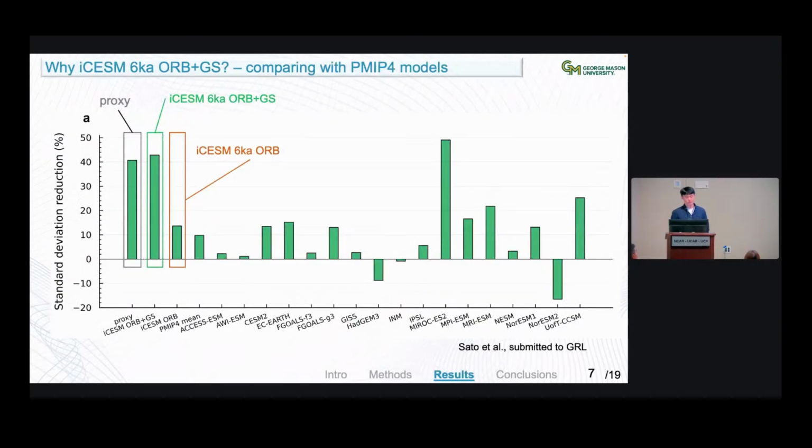Why can we focus on the orbital plus Green Sahara simulation? Here we are comparing the SST-based standard deviation reduction by PMIP4 models and the standard deviation reduction from proxies, and then the 6Ka simulations. These are all over the Central Pacific. So we can see that the orbital plus Green Sahara simulation shows better agreement with proxy records compared to the orbital simulation or even other PMIP4 models. Therefore, we can just focus on this orbital plus Green Sahara simulation to look at extreme ENSO types during 6Ka.